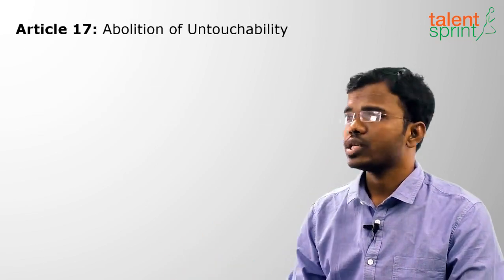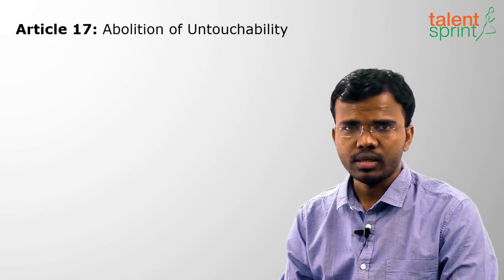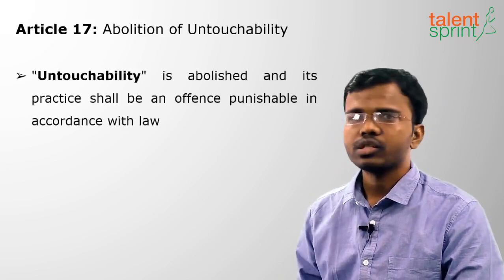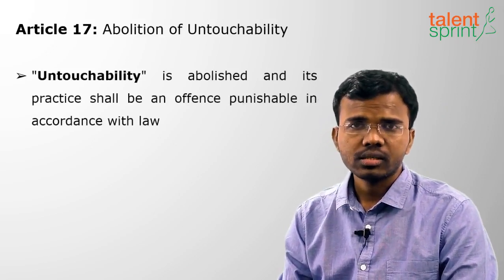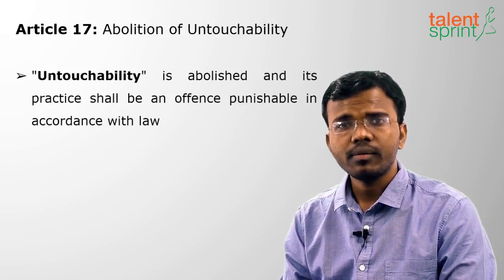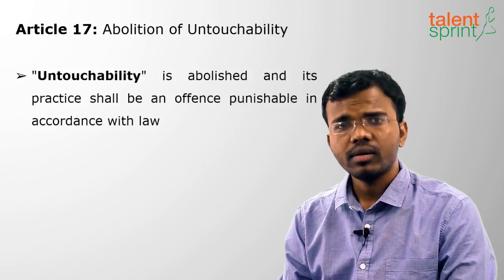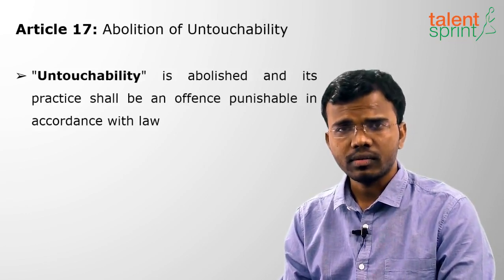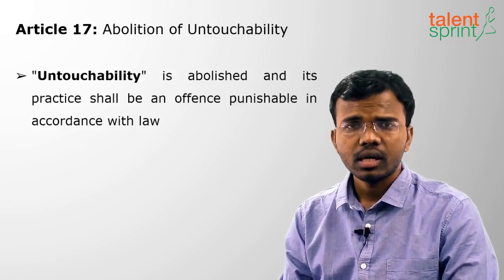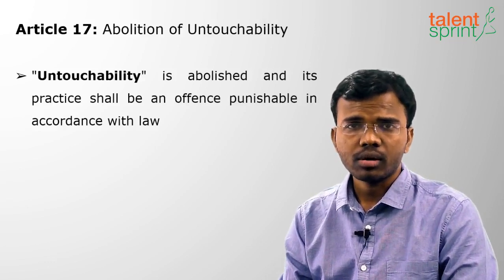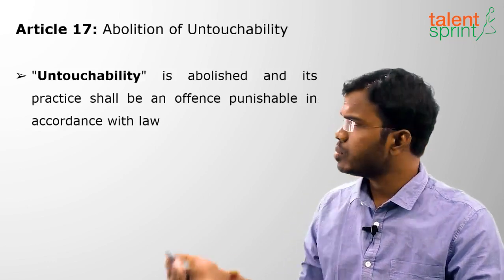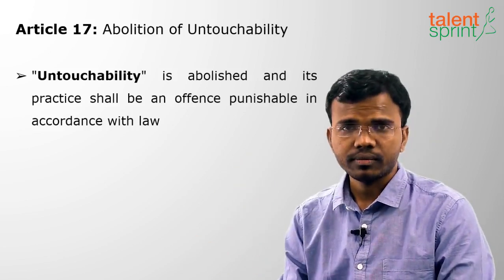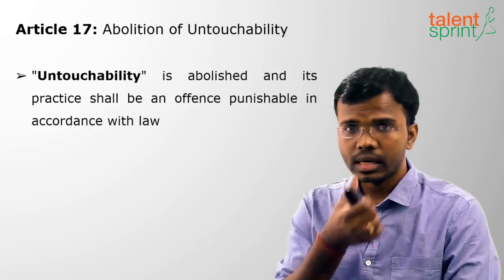Okay, moving on to the next one, that is abolition of untouchability. So what do you mean by untouchability? Earlier, the lower caste people like Shudras were treated as lower caste people and they were not given entry into the temples. They were not allowed to drink water in the ponds, rivers, etc. So this is untouchability. Untouchability is totally abolished in India. It is also considered a crime in India.